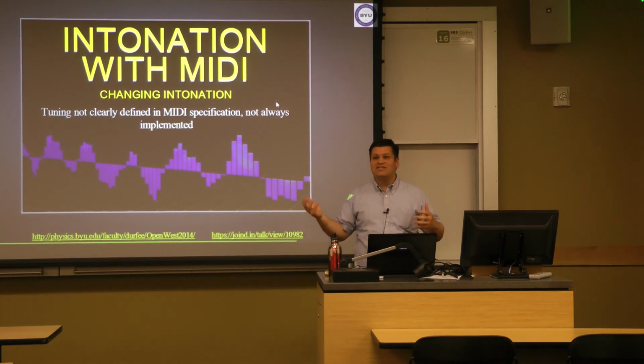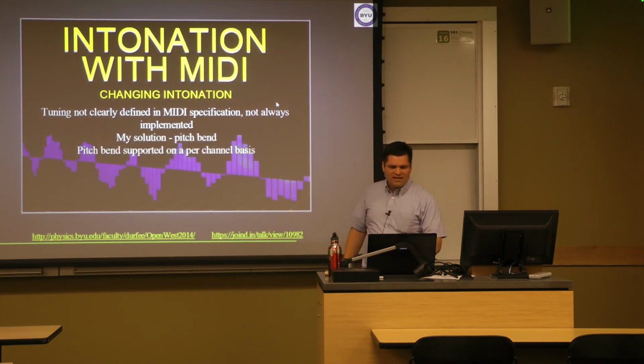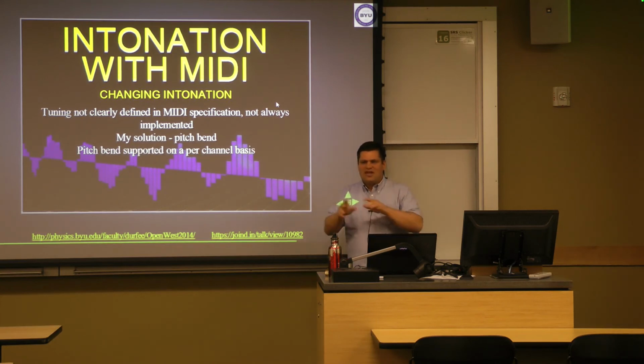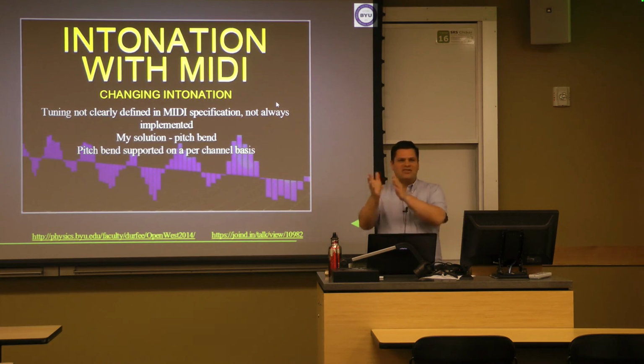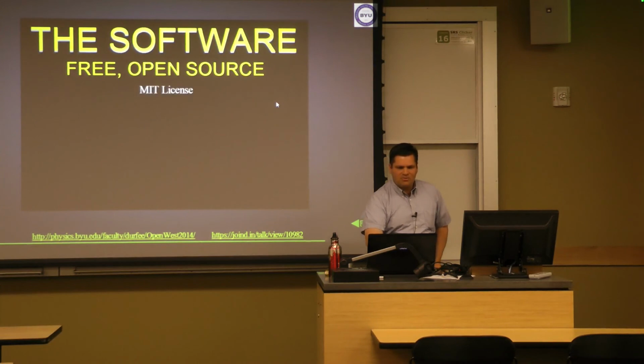There's some hints, but a lot is left up to the instrument manufacturers or the programmers. Oftentimes, tuning is just not implemented at all. So what I did is I used pitch bend. I take the notes and I move all the C's to one MIDI channel, all the C sharps to another channel, all the D's to another MIDI channel, and then I apply a pitch bend to each of those channels that's just right to obtain the tuning that I want. All right?